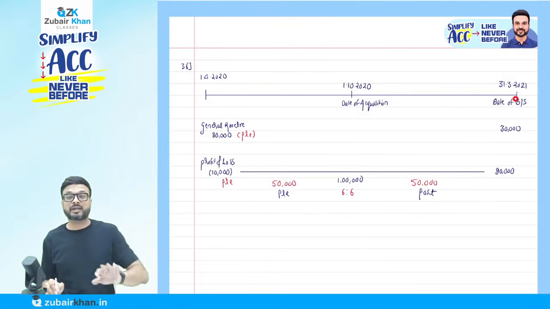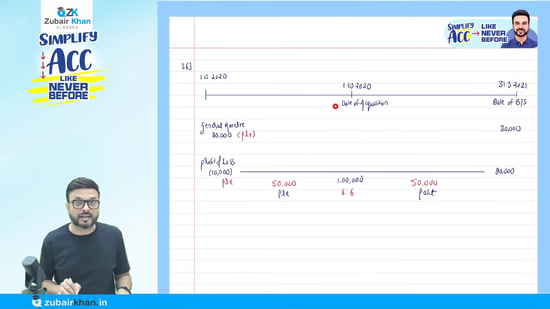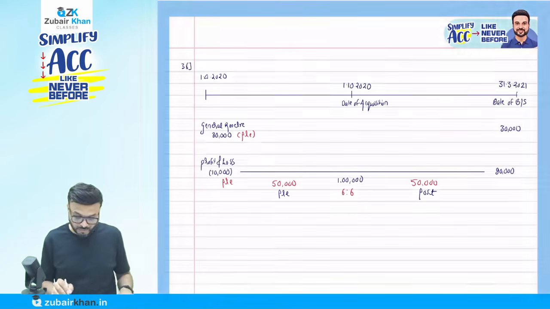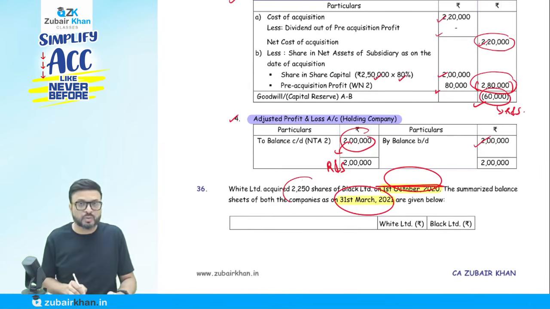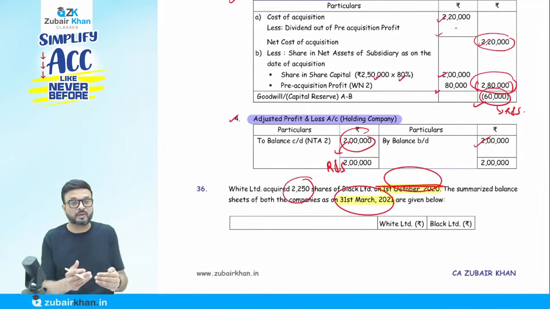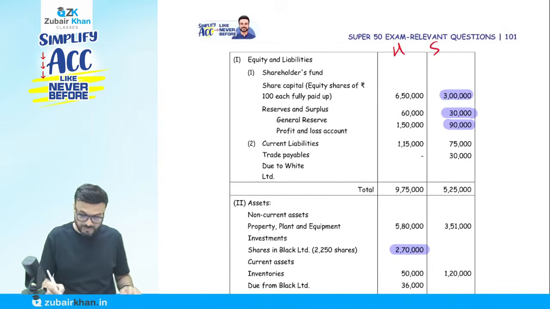On this date, we are preparing what? The consolidated balance sheet. And this is the date of acquisition. This is the date of acquisition. Okay, then it says that here now, White Limited. Okay, now this is a holding company because White Limited acquires shares. How many shares they acquire? 2,250. So it will help us to find it out the shareholding pattern. This is a holding company, subsidiary company. Okay, let me write holding company, subsidiary company.